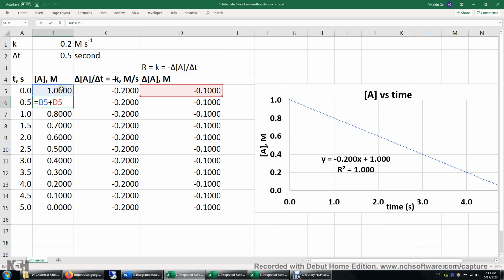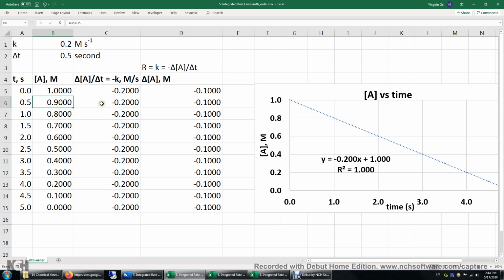That's the initial concentration of A, so this number, plus the change. Over here, we compute the change here, it's negative 0.1. So B5 is this number in this cell, B5. D5 is this number, all right? So we have the change.